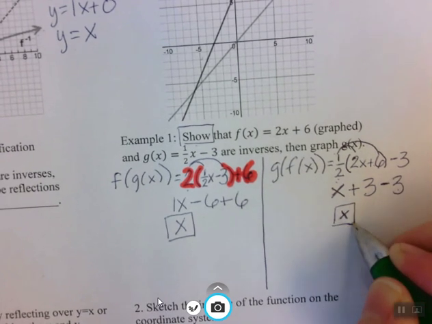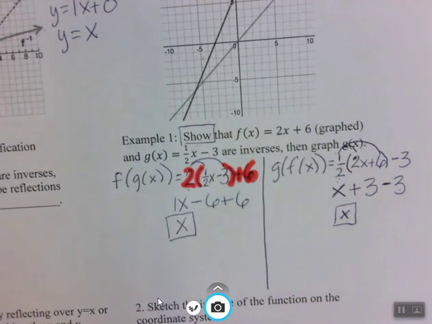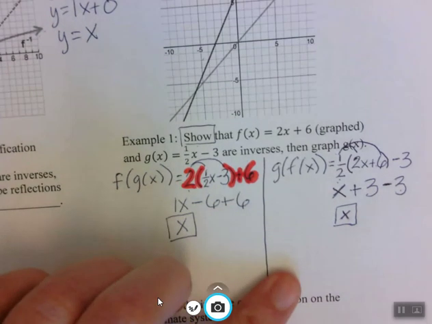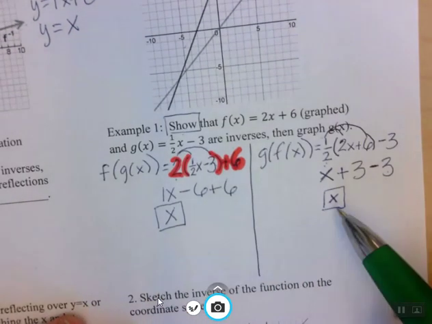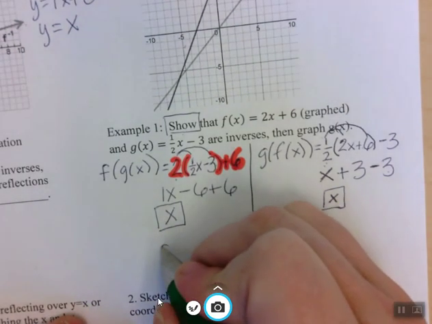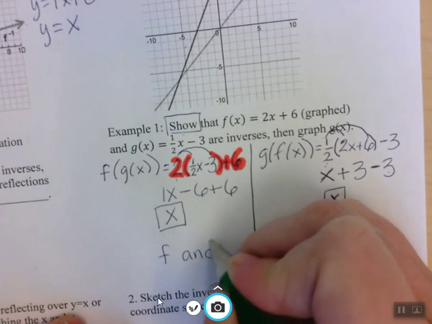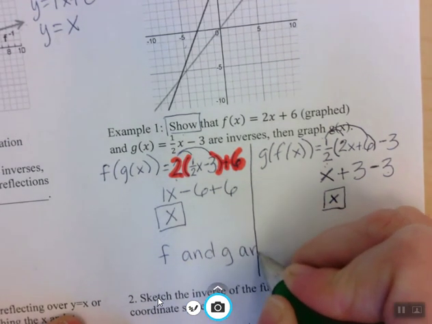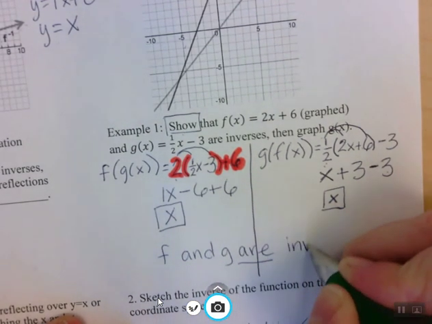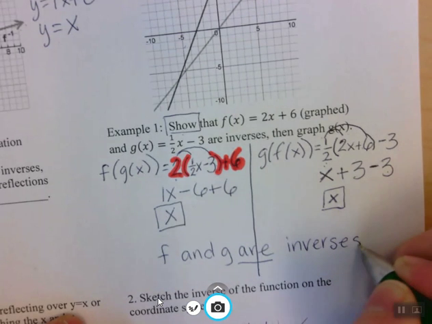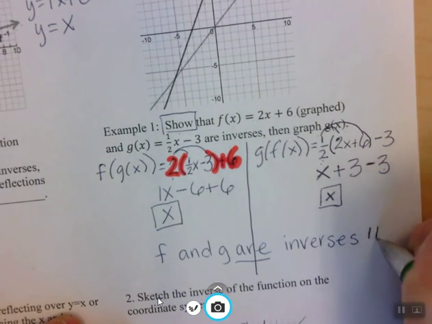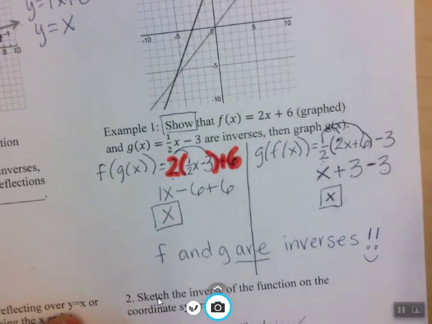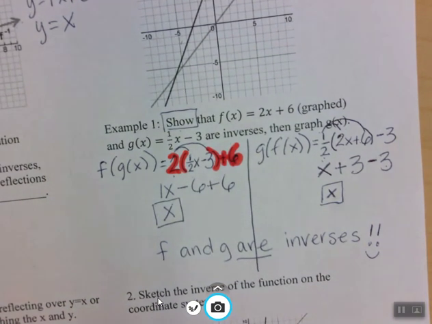So if you do f of g of x and you do g of f of x and your answer is x, that means that the second function undid the first function. And you got back to your original x. So that means that these two are inverses. So when you do this, you want to make the conclusion f and g are inverses. And if you're really happy about that, you can give it a happy face or a rainbow, whatever you like.